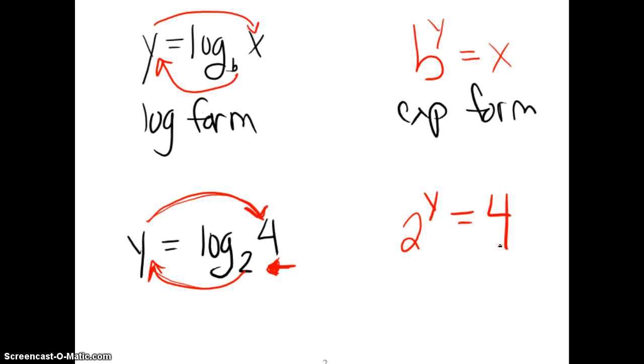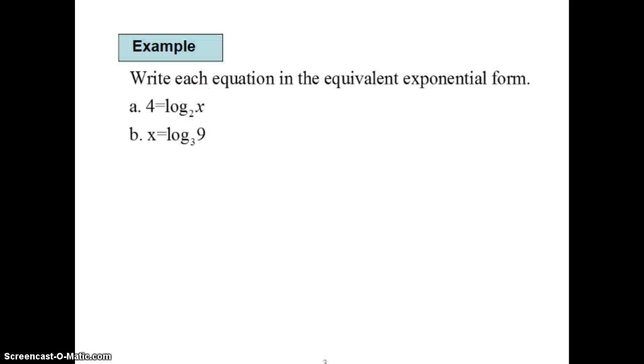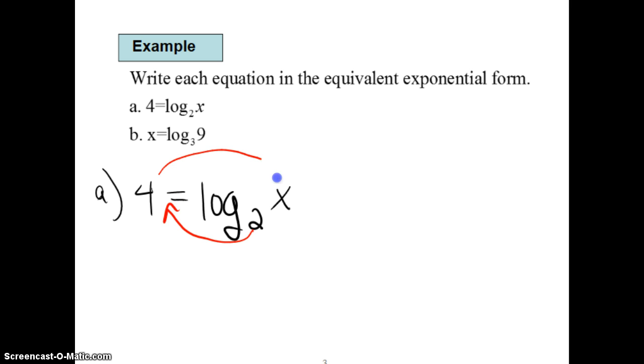Now that I've converted, then we can go into actually solving for them. But for now, let's just talk about converting. So let's look at an example. Write each equation in the equivalent exponential form. 4 equals log 2 of x, and x equals log 3 of 9. So I'm going to go ahead and write them down here. 4 equals log base 2 of some number x. And I want to convert up and over. And I get 2 to the 4 equals x.